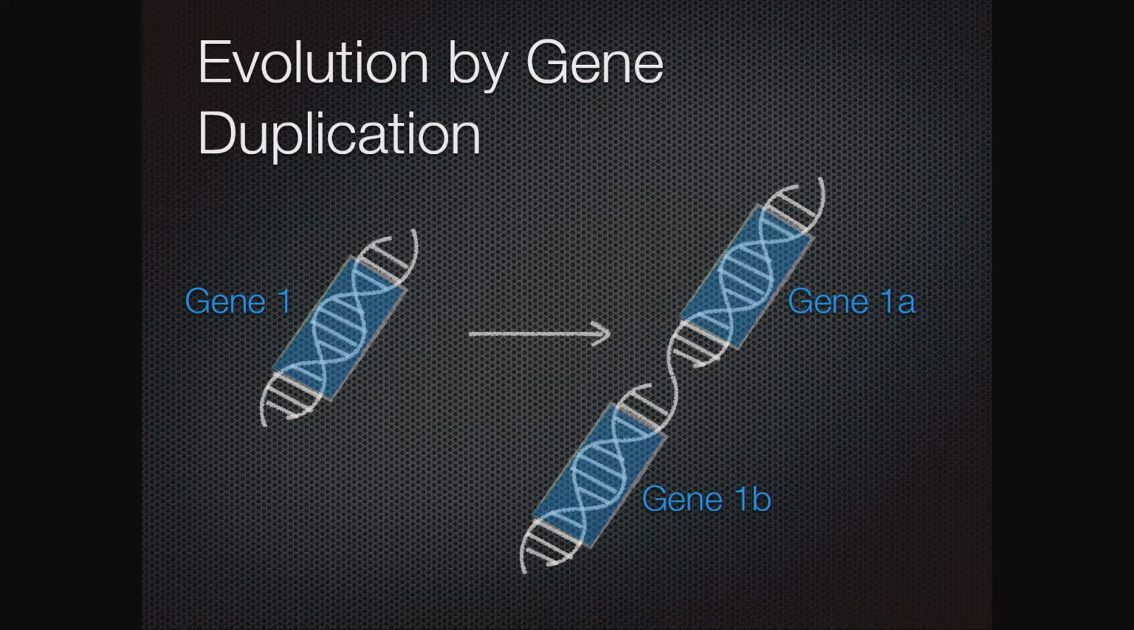And so you get extra copies of things. Initially they're identical, but over time they can change a bit. And these changes can be quite powerful. And I'll give you a few well-known, well-studied examples.